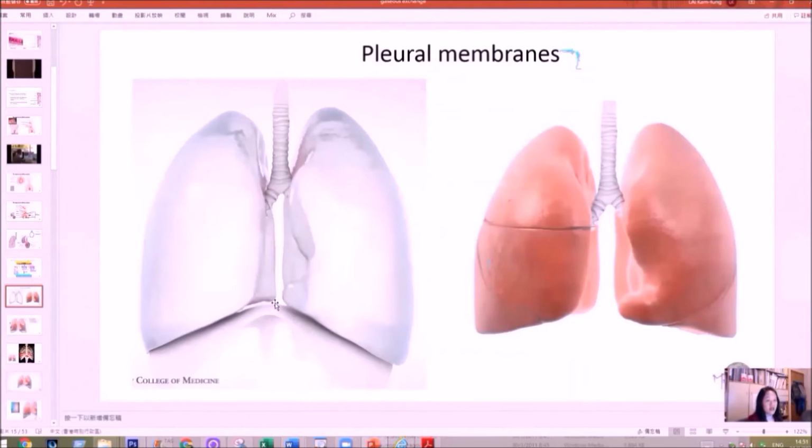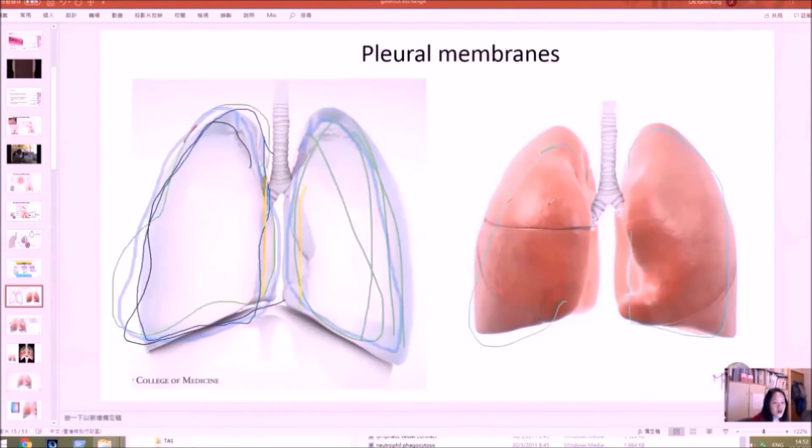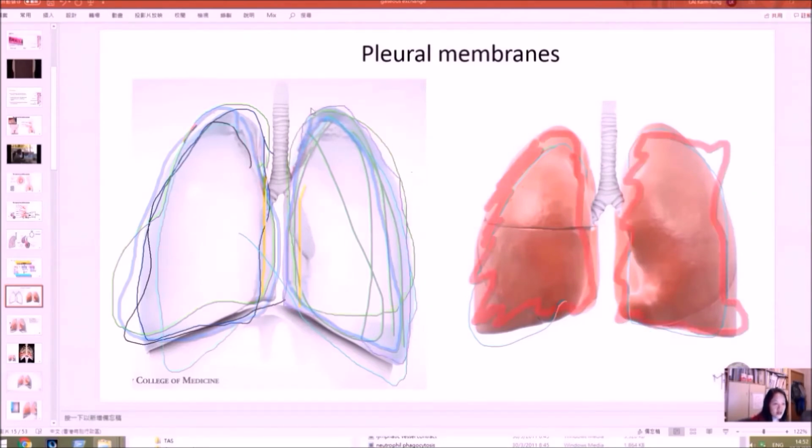Okay, and then another difficult concept which students find difficult to handle is called pleural membranes. Try to outline the pleural membrane. Yes, so this is the pleural membrane. This one is also a pleural membrane. What is the relationship between these two membranes? This one lines the surface of the lung. How about the other one? The other one is lying on the inner wall of our rib cage.